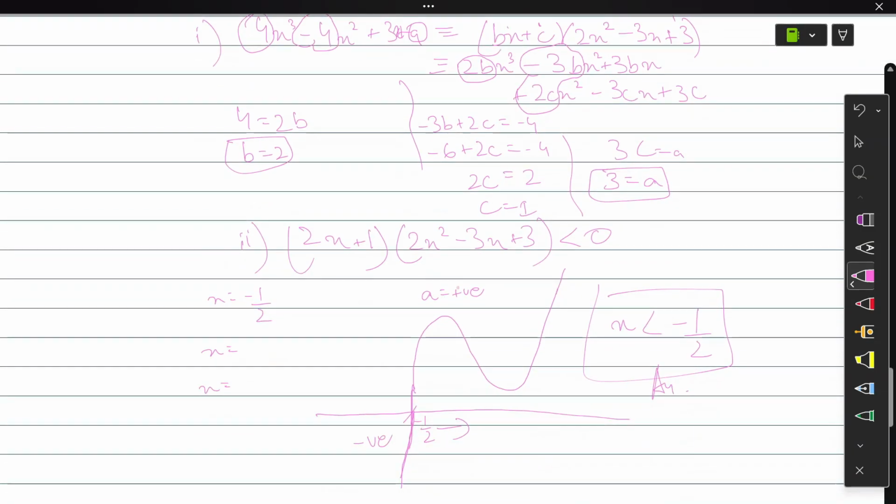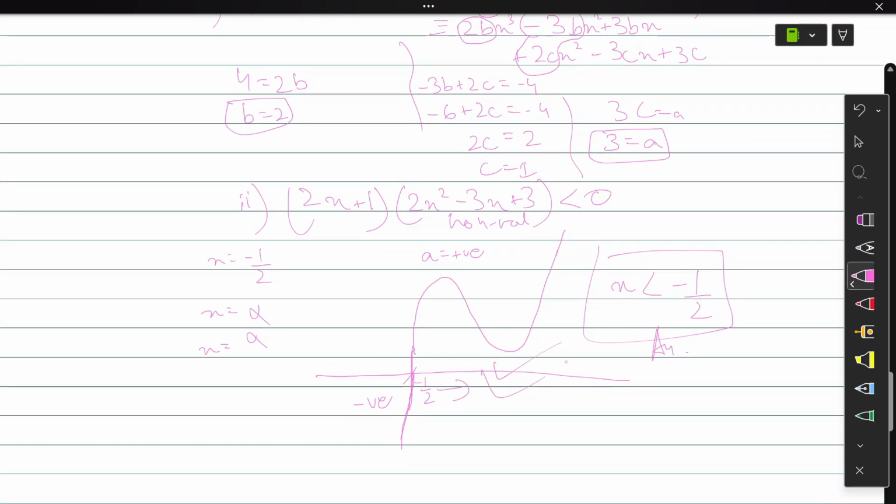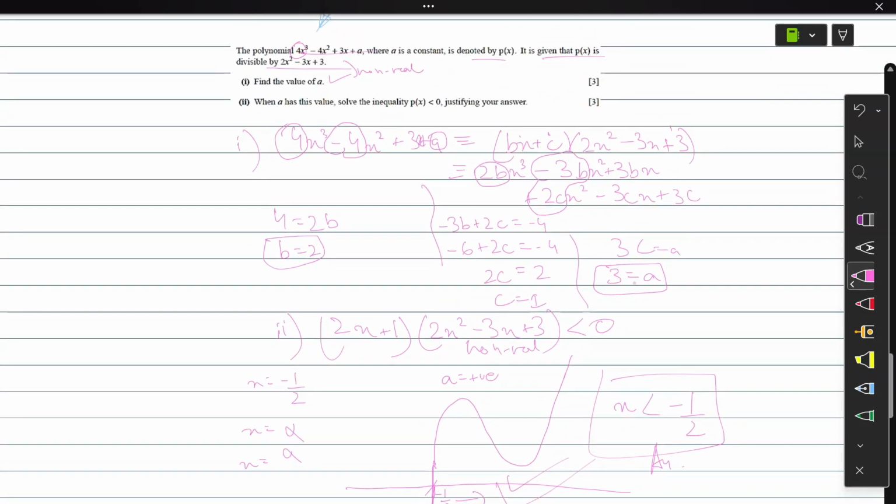Moving on. And by the way, this gives you non-real values, so nothing to worry about that. This you just write an x. This diagram is your justification for your answer. X is less than minus half. Right? Moving on. Is that everything?